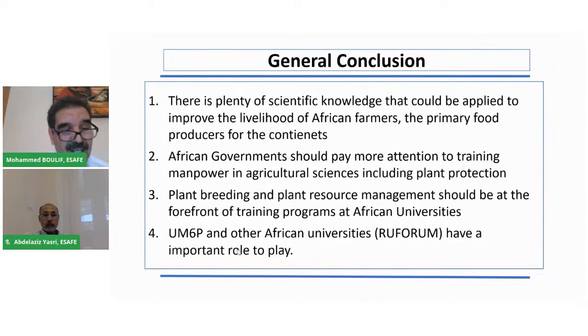And certainly, again, UM6P, Mohammed VI Polytechnic University, this bright, young, growing university has a role to play alongside its peers, its sister African universities of RUFORUM, as well as other universities from across the world, in Europe, America. All these people can help us, and if we are good friends, we can tap a huge amount of knowledge that can serve our farmers in Africa.